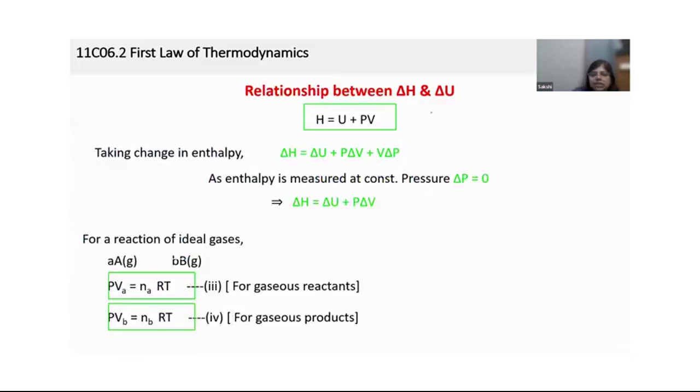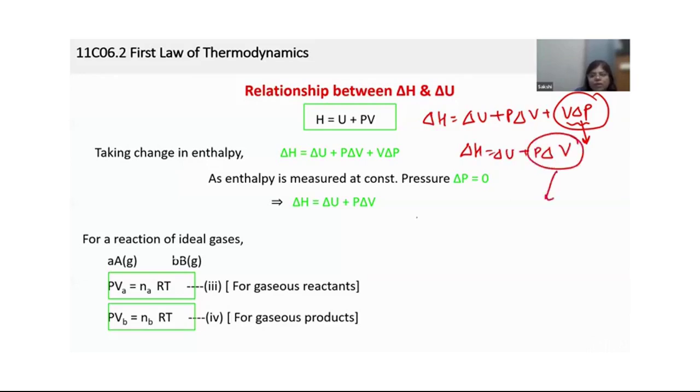Basically, change in enthalpy, I can write as delta U plus P delta V plus V delta P. Now, if it is measured at constant pressure, that means change in pressure is equal to 0. So this entire term becomes 0 because delta P is 0. So V into delta P is 0. So delta H is equal to delta U plus P delta V.